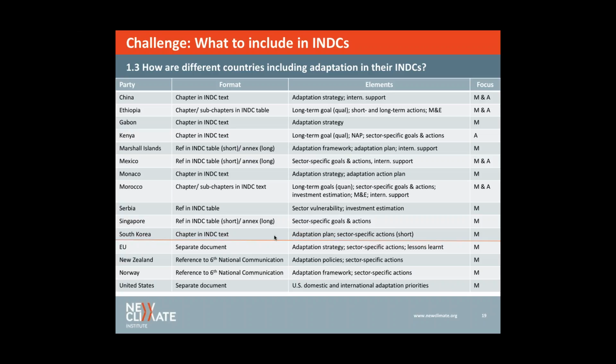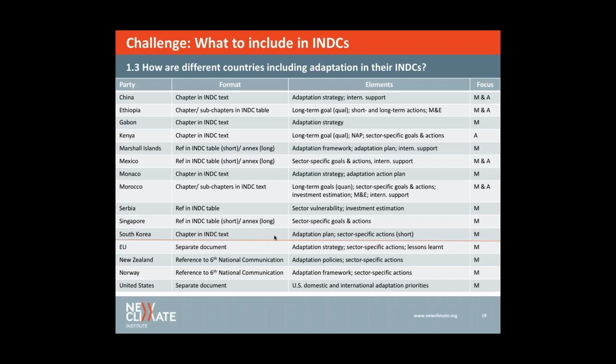The format that countries use is, in some cases, a separate chapter in their INDC text. In some cases, they refer to a different document or to a different annex. And the types of elements that have been included there are very diverse. It's about adaptation plans, long-term adaptation goals, sector-specific goals, so quite diverse elements that the countries have included as adaptation INDCs.